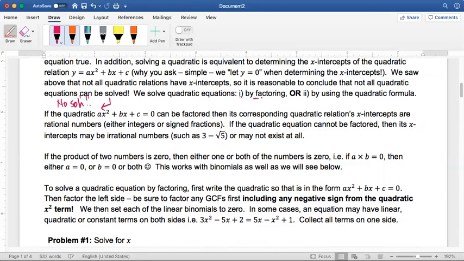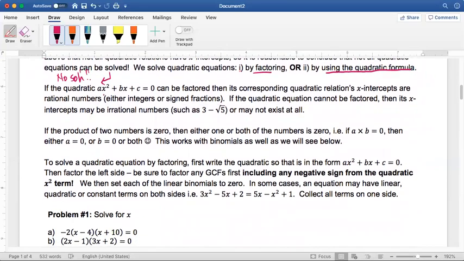We can either solve by factoring, or we can use something called the quadratic formula, which we're going to see later in this chapter. If the quadratic ax squared plus bx plus c can be factored, then its corresponding quadratic relation's x-intercepts are rational numbers. So they're either integers or signed fractions.